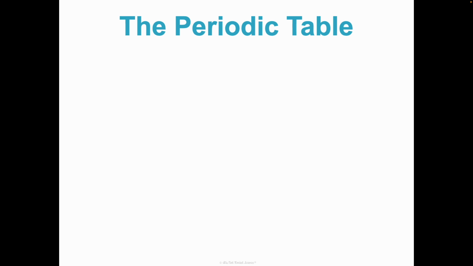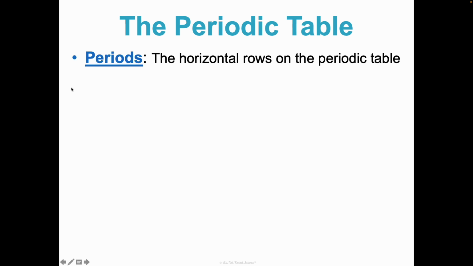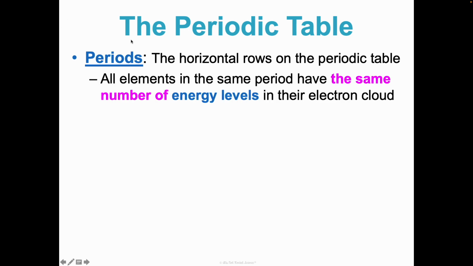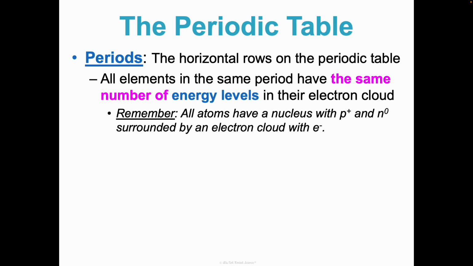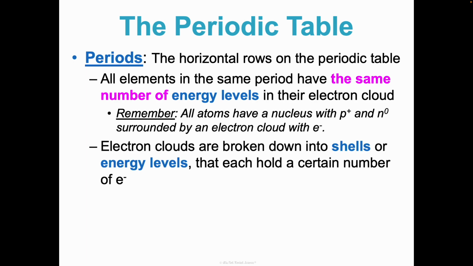Now back to some other things I want to show you on the periodic table. Periods. I told you groups are vertical columns. Periods are the horizontal rows on the periodic table. So they're going this way. All elements in the same period have the same number of energy levels in their electron cloud. Okay, that's really important. Remember, all atoms have a nucleus with protons and neutrons, and that nucleus is surrounded by an electron cloud with electrons. That cloud is subdivided into shells or energy levels. They each hold a certain number of electrons.